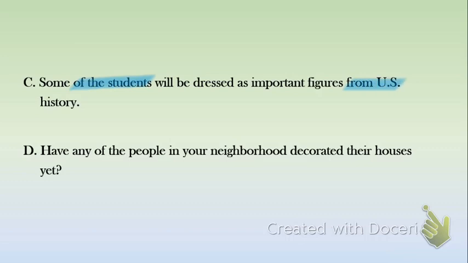This sentence has two different prepositional phrases. Of the students is clarifying; it's giving more information for the indefinite pronoun some. It's explaining that it's not some of the teachers, not some of the parents, not some of the animals, it's actually some of the students. So it's clarifying which some we are talking about. And then, of course, from U.S. history is telling what kind of figures they are going to be dressed as. It's giving extra information. Again, you'll see that the prepositional phrases are coming right after the nouns in the sentence.